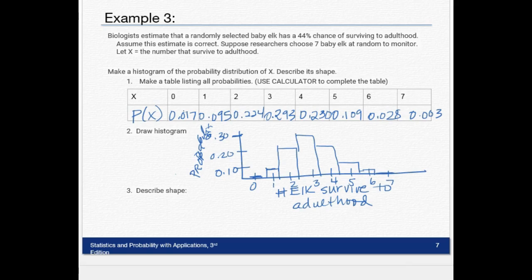It says to describe our shape. Well, hopefully you recognize that this is very symmetric. So I would say the shape is symmetric, single peak at 3. Okay, single peak at 3. So that problem takes you a little bit longer, but be thankful you have your calculator to find all those probabilities for you. And don't forget to label your histogram and make it neat. All right, we'll see you in class.